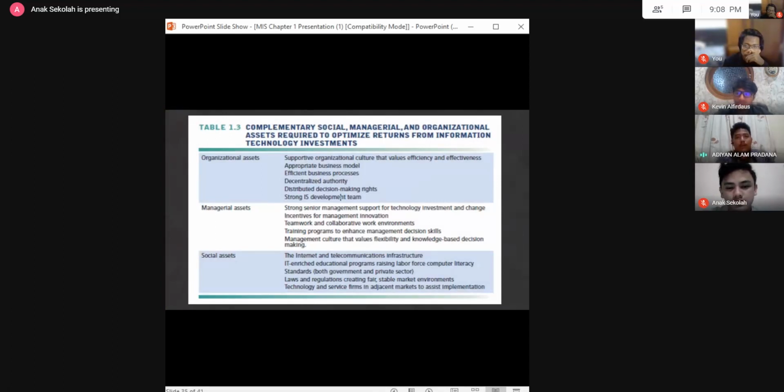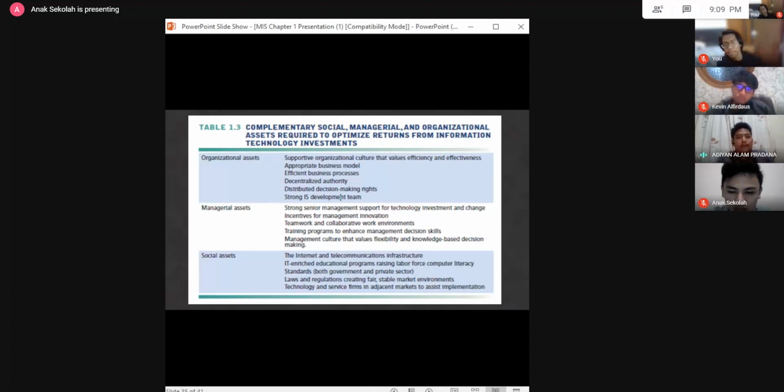Okay, you can see in this table, what can you give for them? It means investment in some company. There are three categories. First is organizational asset. For example, in this category you can give supporting organizational culture or for the business model, efficient business process, example like that. And then the second category is managerial asset. For example, in this category, you can give strong senior management support for technology investment and change, and then teamwork, collaborative work environment, training program, or other.